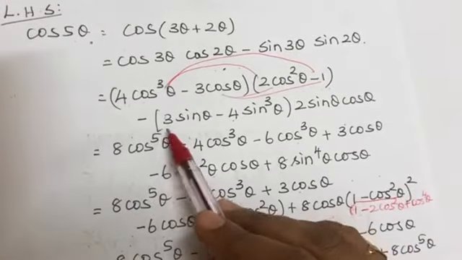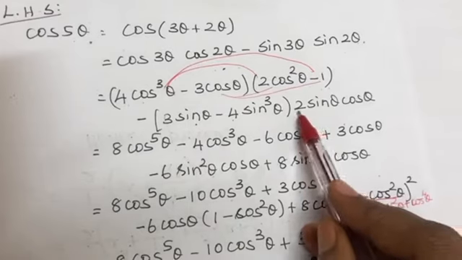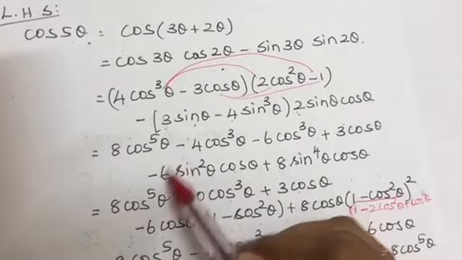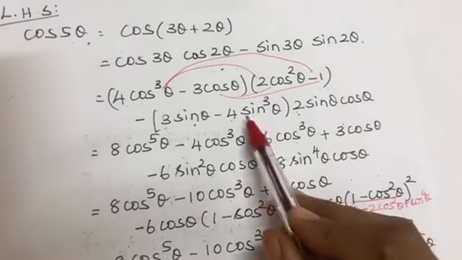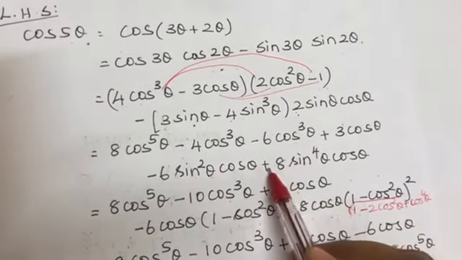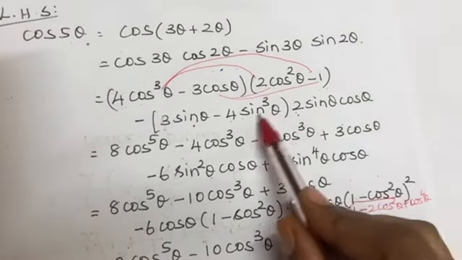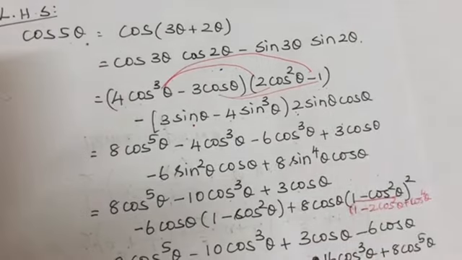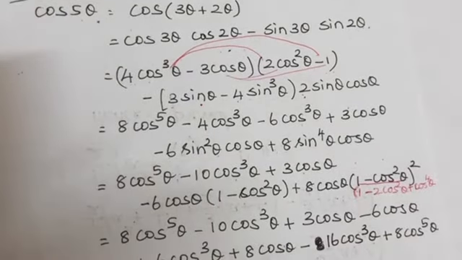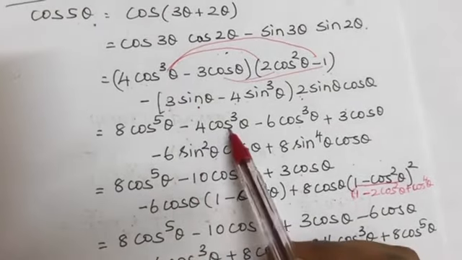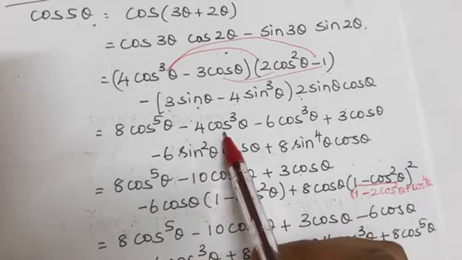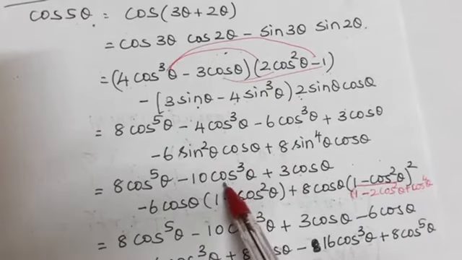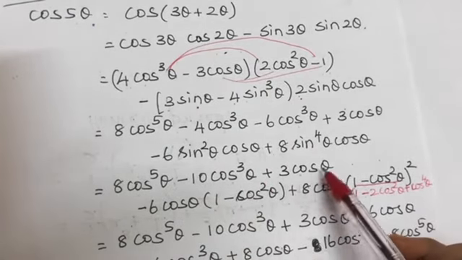Here 3 sin theta into 2 sin theta cos theta. So, 3 2s are 6, minus 6 sin square theta cos theta. Here minus into minus will be plus. 4 2s are 8 sin power 4 theta into cos theta. Okay. So, 8 cos power 5 theta, cos cube theta, here minus 4 cos cube theta and minus 6 cos cube theta. These 2 will become minus 10 cos cube theta plus 3 cos theta.